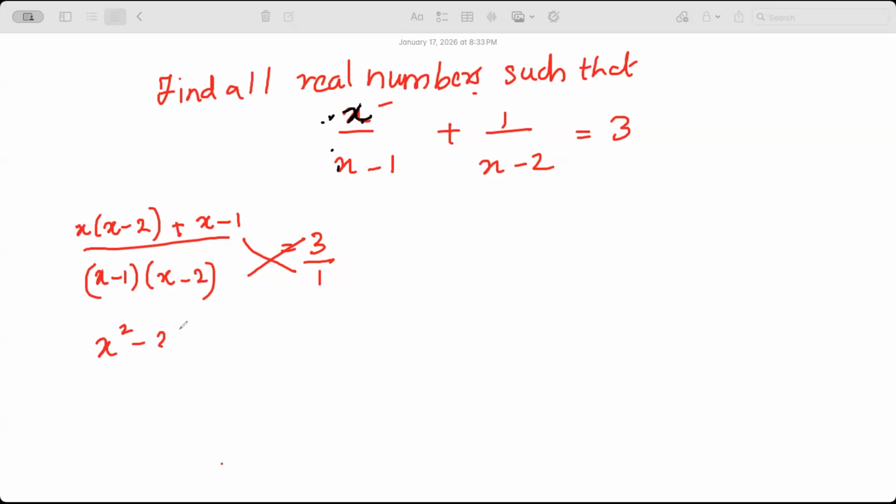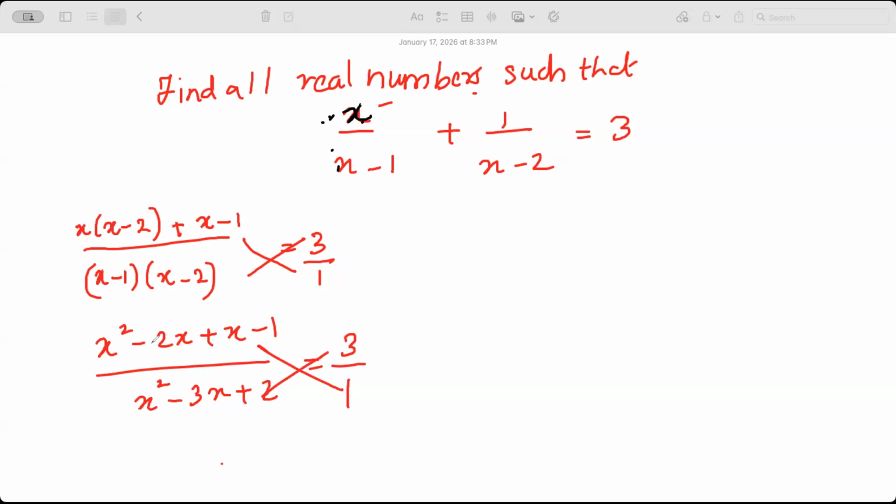x square minus 2x plus x minus 1 by x square minus 3x plus 2 will be equal to 3 by 1. Cross multiplying means I multiply this with 1. x square minus x minus 1 will be equal to 3x square minus 9x plus 6. Now I bring it to equal, because there is an equal, right? You got it?